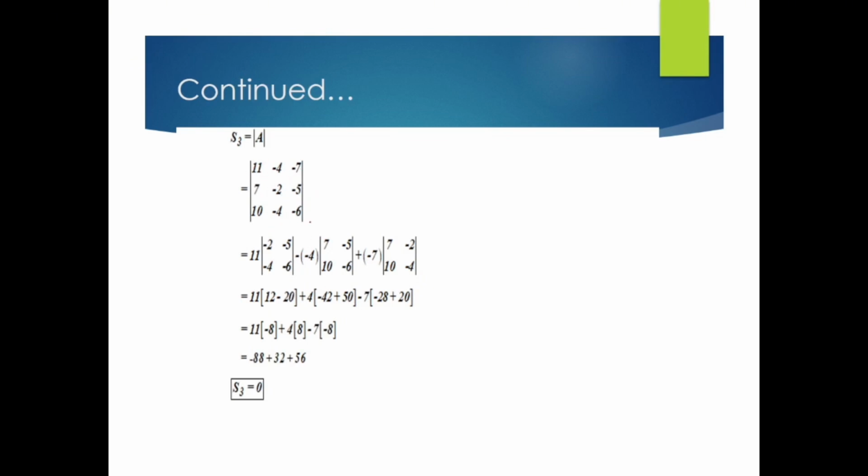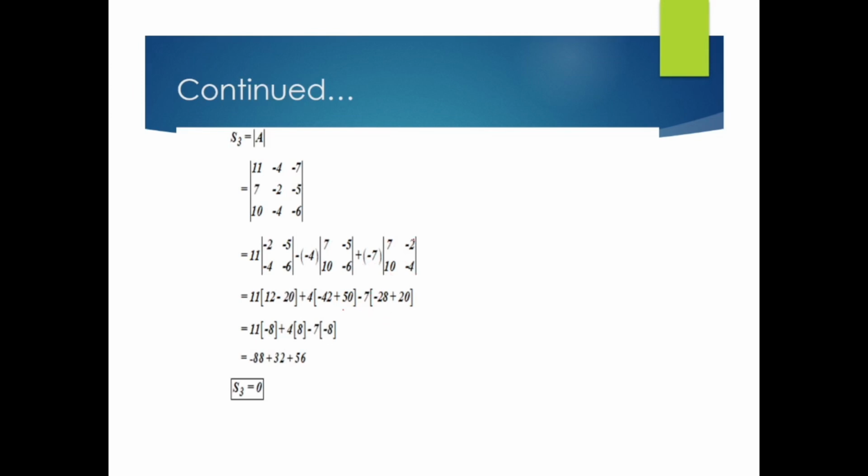Plus next element is minus 7. So I have to leave the corresponding row and column. So I get 7 minus 2, 10 minus 4. So when I just do all the simplification, I get 11 times, this is minus 2 into minus 6 is 12, minus 4 into 5 is 20, minus into minus is plus 4, this is minus 42, minus of minus 50 is nothing but plus 50, plus into minus I get minus 7, this is minus 28, this is minus into minus 20, so I get plus 20.